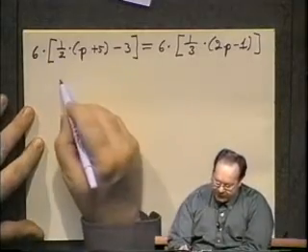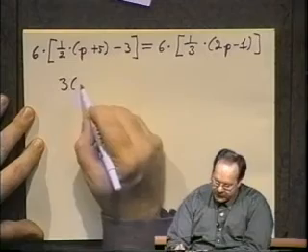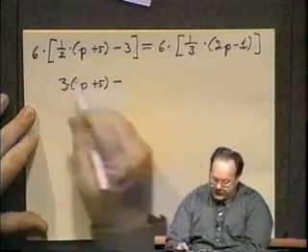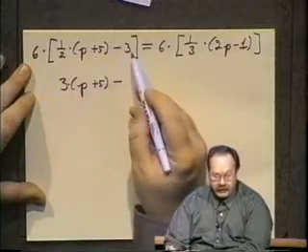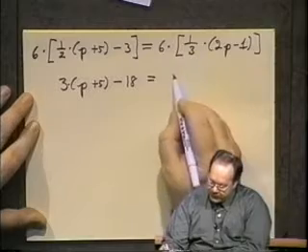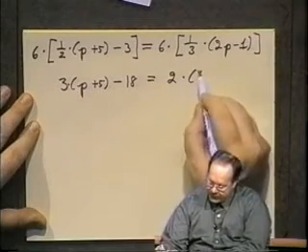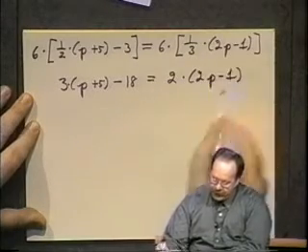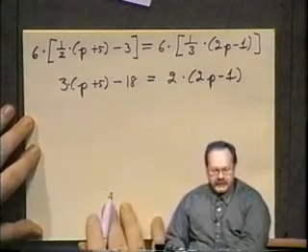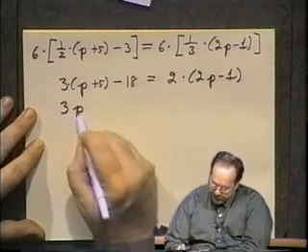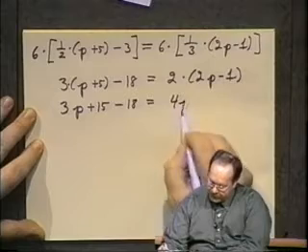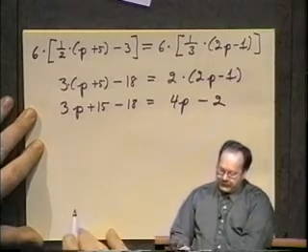6 times 1/2 will leave me with 3. So 3 times p plus 5 minus the 6, of course, must also multiply by the 3. So that's 18. The 6 times the 3 here gives me 2 by design, times 2p minus 1. Well, I can simplify further by multiplying all these parentheses out. So I have 3p plus 15 minus 18 is equal to 4p minus 2.